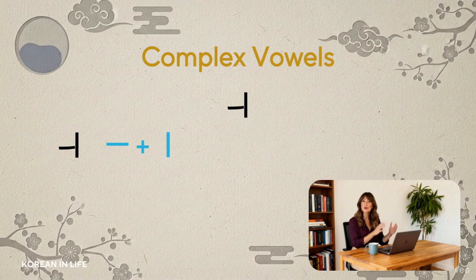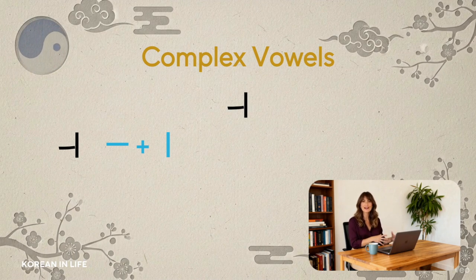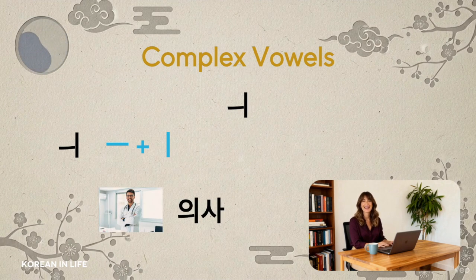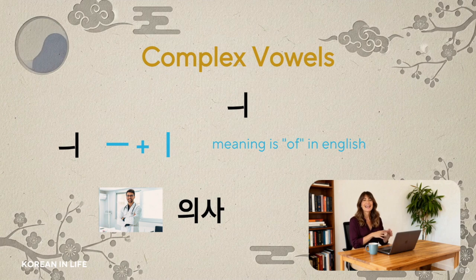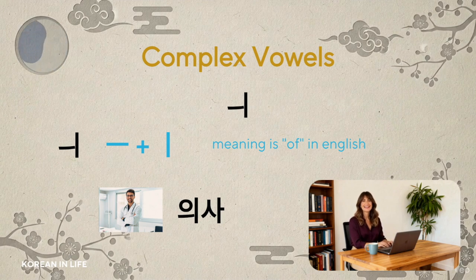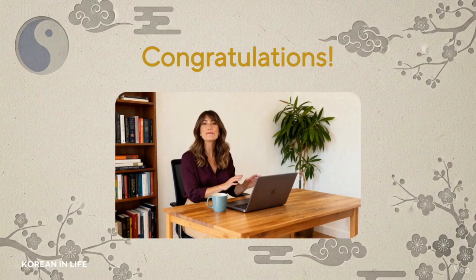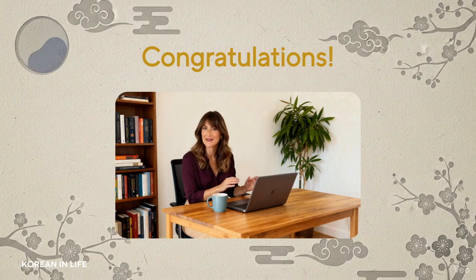A note on ui. This vowel is tricky. At the start of a word, like in 의사, it's ui. In the middle of a word, it often just sounds like e. When it means of, it's pronounced a. Don't worry too much about this one for now. You are now a vowel master. Congratulations! You have learned all the Korean vowels.